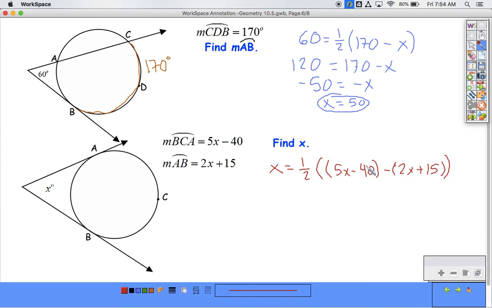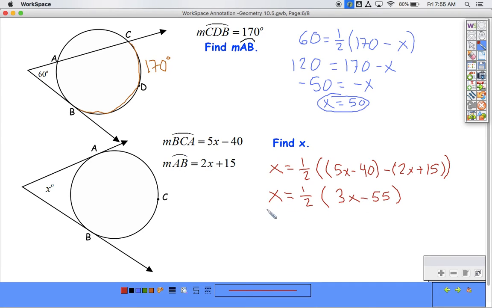Now, this is not a FOIL problem. We have a minus here. It's not multiplication. The only time you FOIL is when you have multiplication. So again, subtract. So let's simplify our parentheses here. So we got 1/2. And then we're going to have 5x. It's not this negative. You do the sign that's in front. So positive 5x minus 2x is 3x. Negative 40 minus 15 is negative 55.